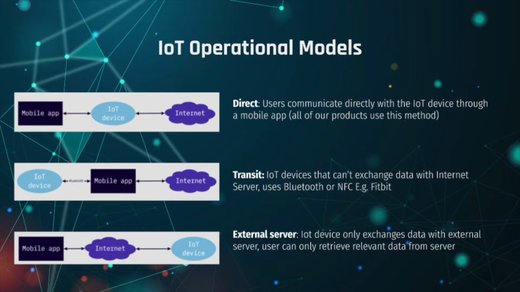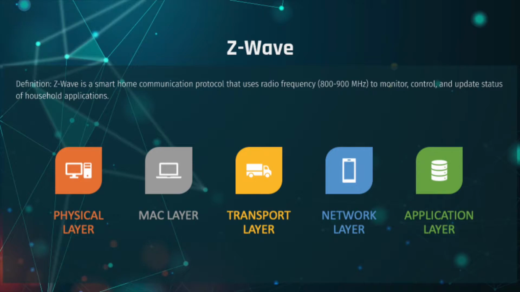Z-Wave is a smart home communication protocol that uses radio frequency of 800 to 900 megahertz, which changes according to the country you're in, to monitor, control, and update status of household applications. It supports full mesh networks, so it allows for simultaneous communication between devices.